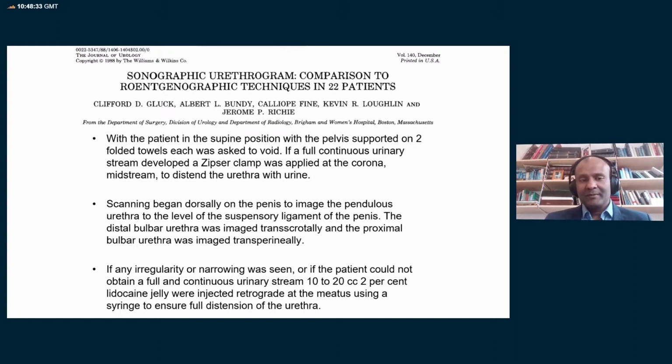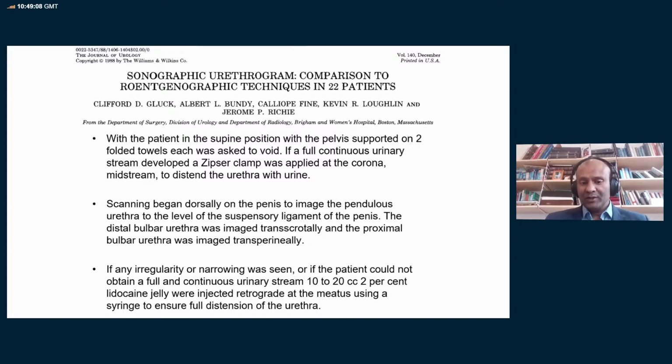There was a further American paper in 22 patients around this time. They had the patients in the supine position with the pelvis supported on two folded towels, and they asked the patient to void, which I appreciate is difficult for men and women to lie flat and void. If they got a full continuous flow, they then applied a clamp at the end of the corona to distend the urethra with urine. They scanned dorsally on the penis to image the pendulous urethra up to the level of the suspensory ligament of the penis.